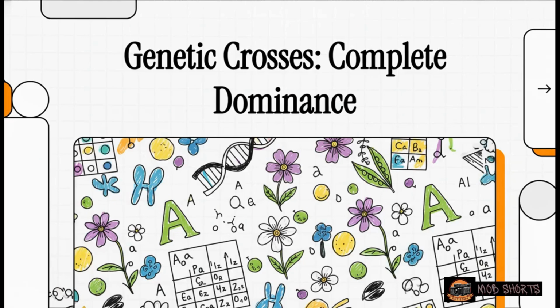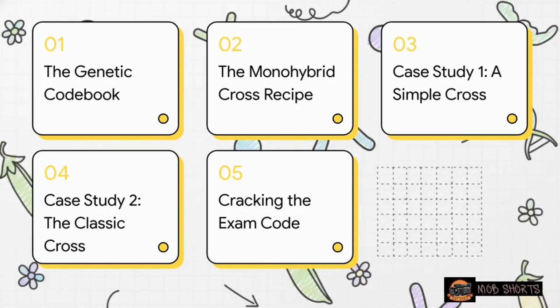Ever looked at one of those genetic cross problems and your brain just shuts down? Yeah, you're definitely not alone. So in this explainer, we're going to break down complete dominance. I'm going to give you a foolproof, step-by-step method that'll turn these questions into easy marks on your grade 12 CAPS exams.